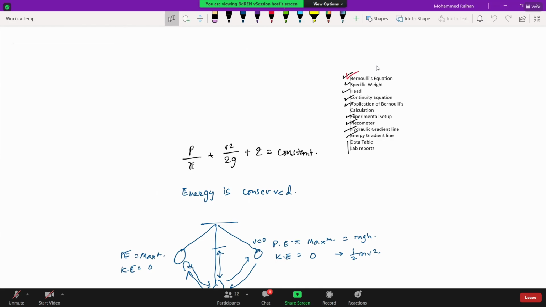Yes, sir. Specific weight is the gamma thing. Head is basically representing energy in terms of height.